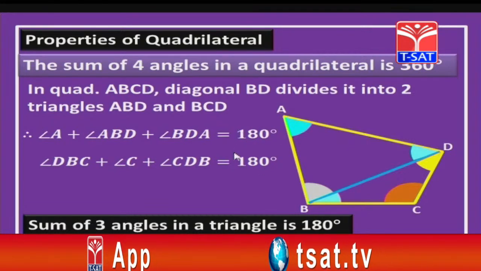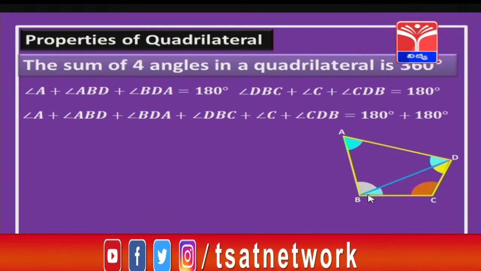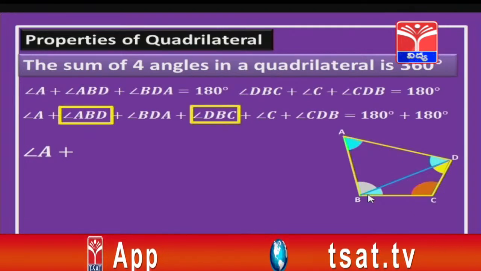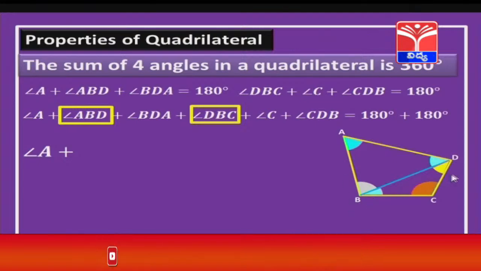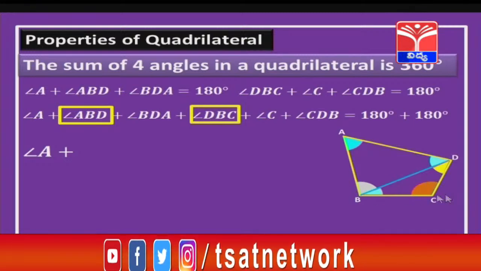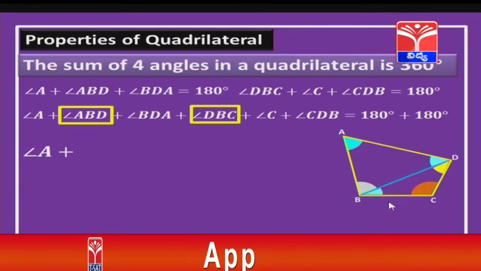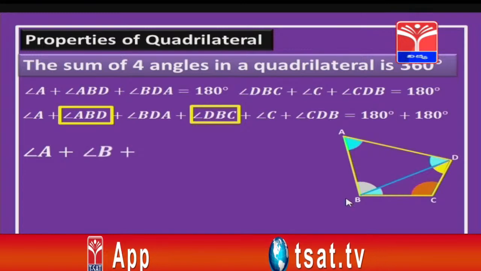Now, let us add these two angles, children, that is angles of first triangle and angles of second triangle. So, on adding them, you get 180 plus 180 in RHS. So, I will write angle A as it is in LHS, and notice angle ABD plus angle DBC. So, angle ABD, this part, and angle DBC, this part. If you add these two parts, what do you get, children? This total part is nothing but angle B. So, the sum of these two angles is angle B.